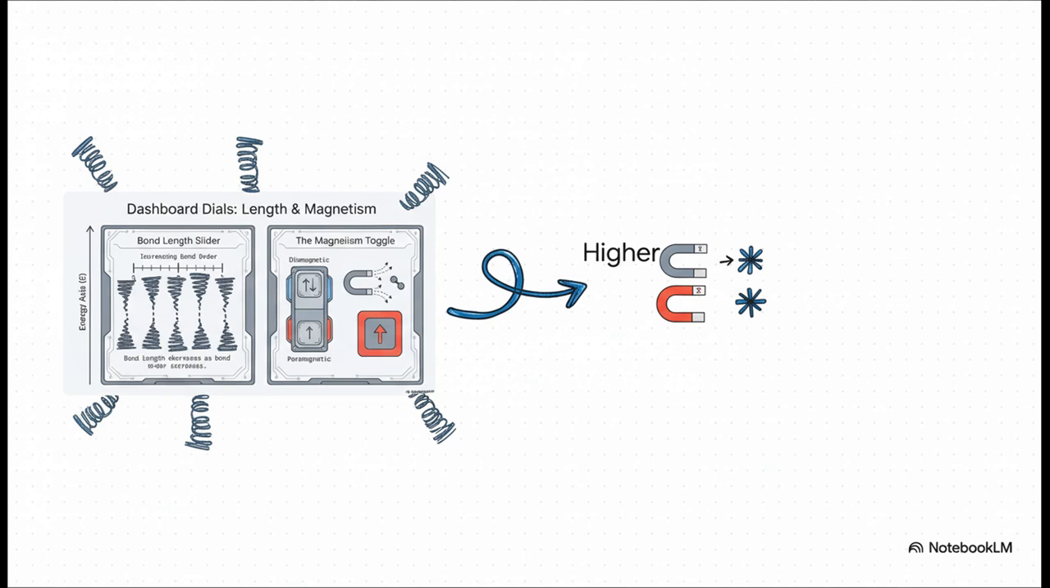If every single electron is paired up with another, the molecule is diamagnetic. It won't care about a magnet. But if it has any unpaired electrons, it becomes paramagnetic. It's attracted to a magnetic field.